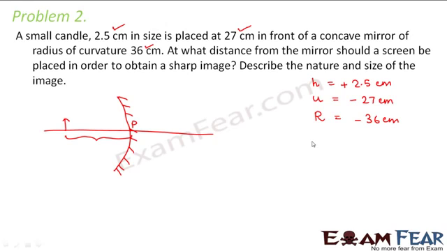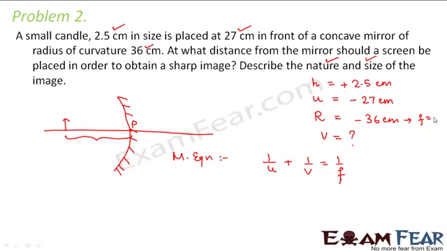So we have to calculate at what distance from the mirror a screen should be placed in order to obtain a sharp image. So where should you place the screen so that you get a sharp image? You should calculate the distance at which the image will be formed, so that you can place the screen at that location itself. That means you have to calculate the value of v, and you have to also tell about the nature and size of the image. So let us first try to calculate v using the mirror equation. Now using the mirror equation, we know that 1 by u plus 1 by v is equal to 1 by f. Now how do we calculate f?